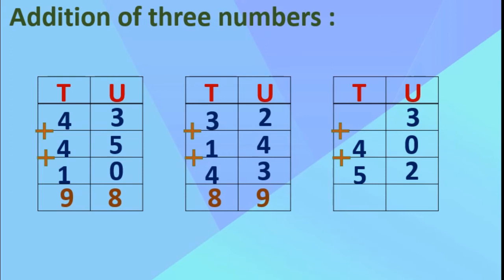3 plus 0 is 3 plus 2 is 5. Here only we will add 2 numbers in the tens column. That is 4 plus 5 is 9. Got this, children?